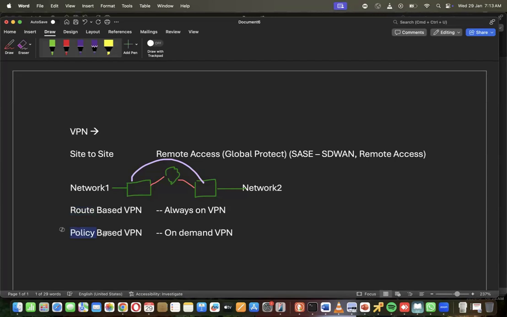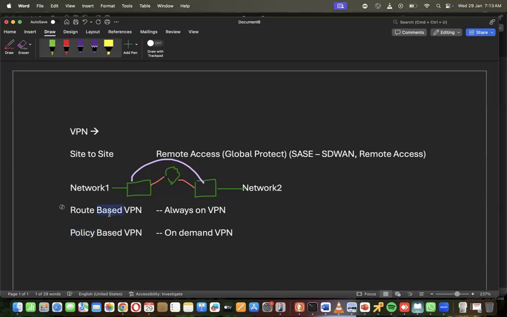Because policy is going to be for some specific traffic, the tunnel does not always need to be available. If in case it's not available, the negotiation will start. After the negotiation, the tunnel will be formed and traffic will pass through. If the tunnel doesn't have any traffic over a period of time, the tunnel will be cleared. Once again, the tunnel can be created if additional traffic comes in matching the policy. That's why we are calling it on-demand VPN.